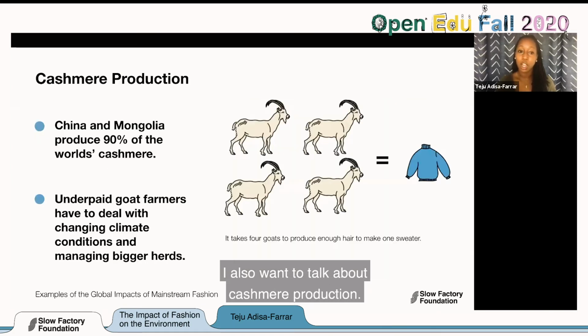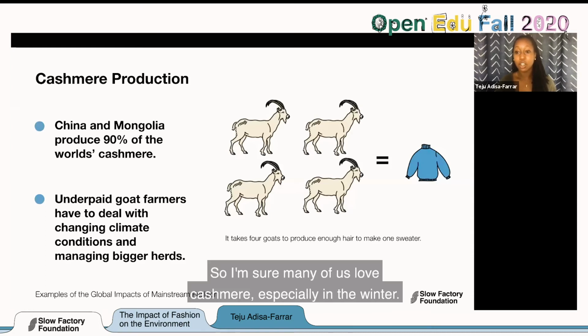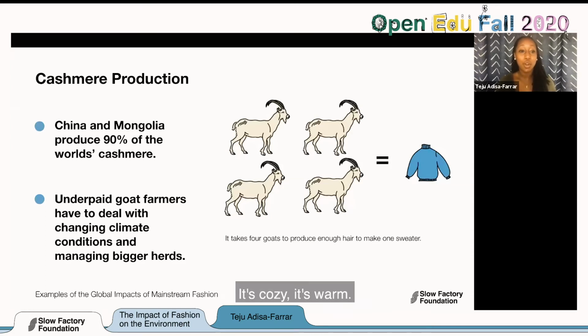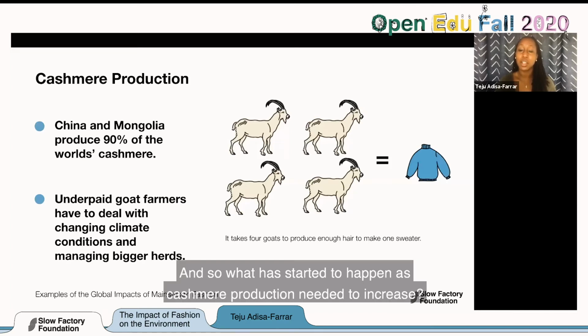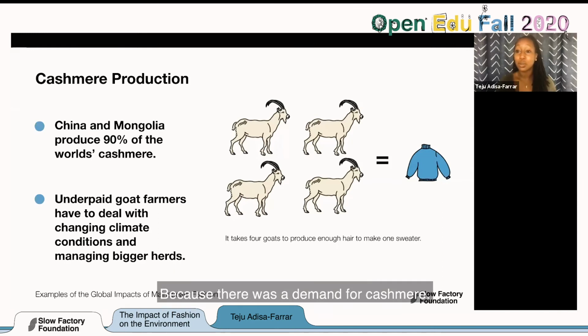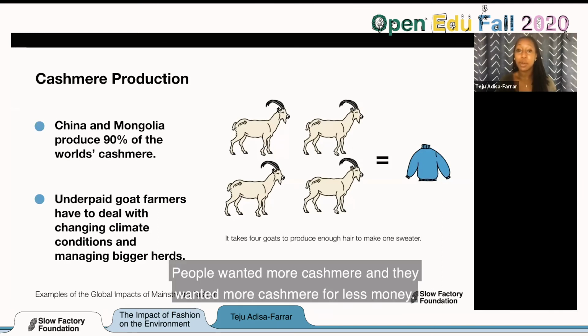I also want to talk about cashmere production. I'm sure many of us love cashmere, especially in the winter. It's cozy, it's warm. China and Mongolia produce 90% of the world's cashmere, and it takes about 4 goats to produce enough hair to make one sweater. What has started to happen as cashmere production needed to increase, because there was a demand for cashmere, people wanted more cashmere and they wanted more cashmere for less money.